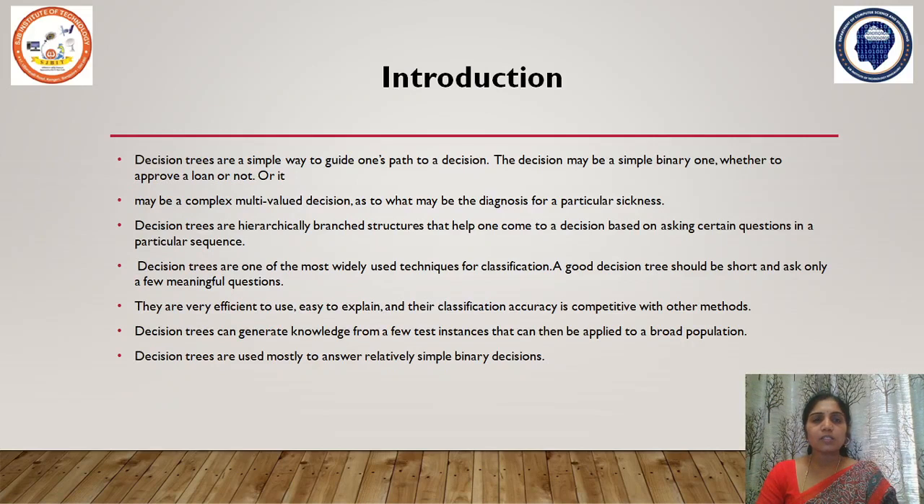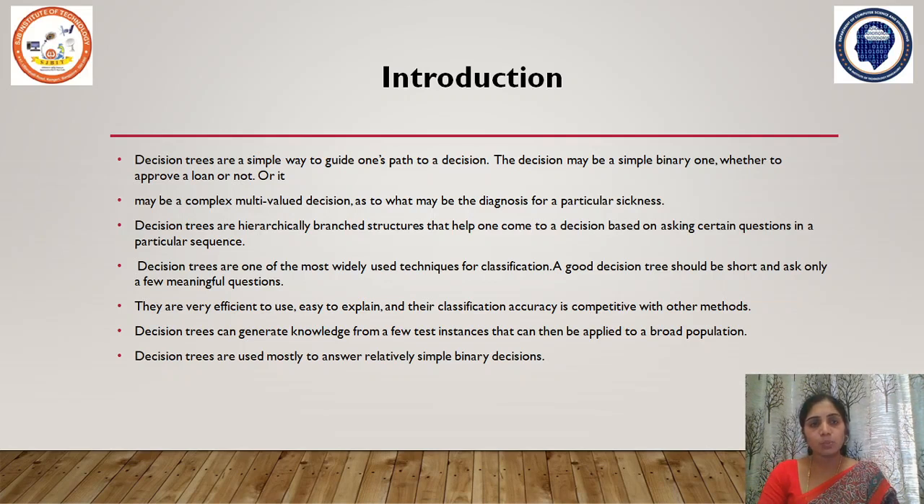Introduction. Decision trees are a simple way to guide one's path to a decision. A decision may be a simple binary one, whether to approve a loan or not, or it may be a complex multi-valued decision as to what may be the diagnosis for a particular sickness. Decision trees are hierarchically branched structures that help one come to a decision based on asking certain questions in a particular sequence. Decision trees are one of the most widely used techniques for classification.